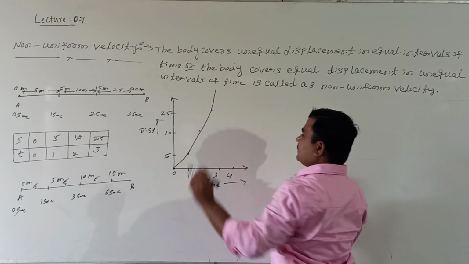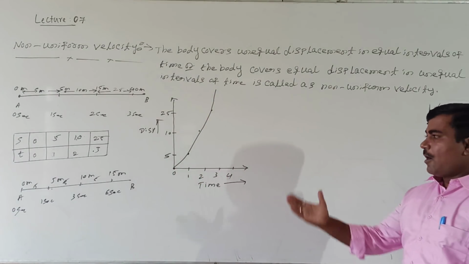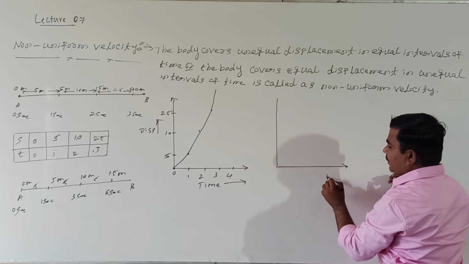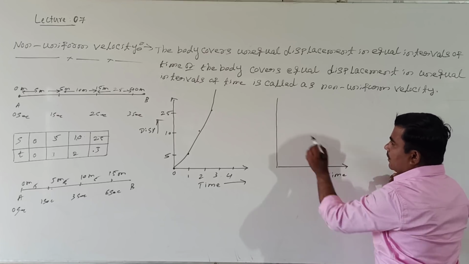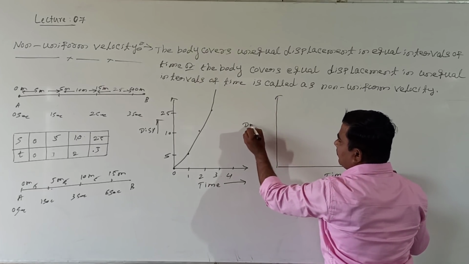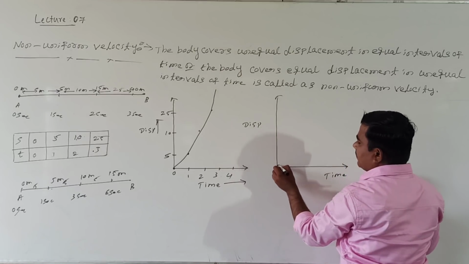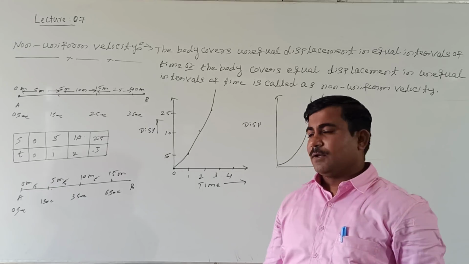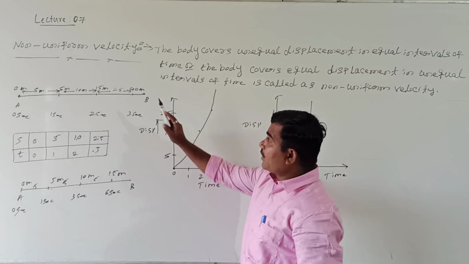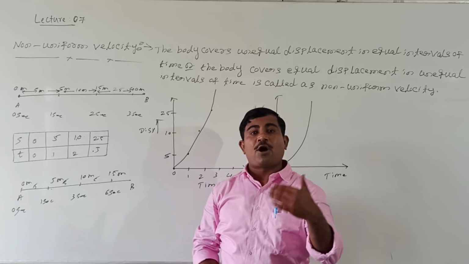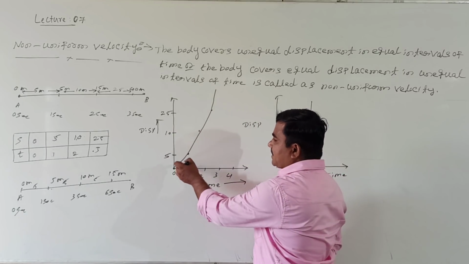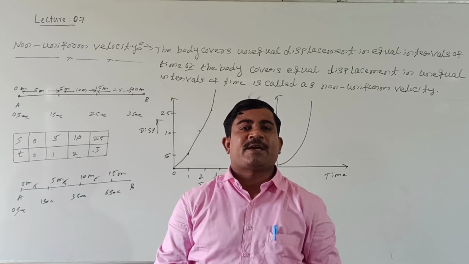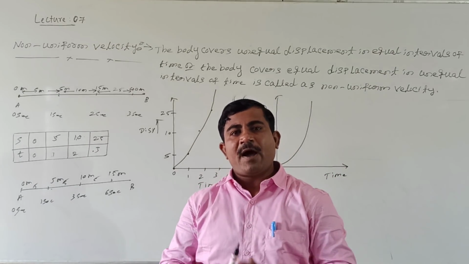The graph may be possible like this. Or a possibility like this also. Like this also is a possibility. For different values, like this also is possible. See here, like this also is possible. What did you get? For the displacement-time graph for non-uniform velocity, I mean for non-uniform motion, the graph is not linear. Then on this graph, how to take the slope?